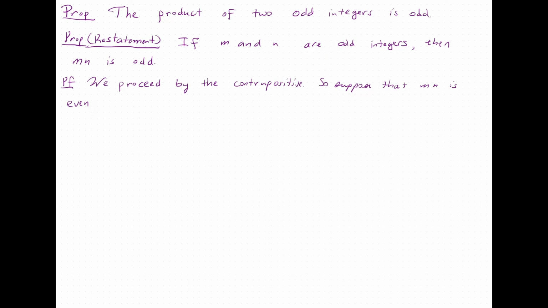So we've gone ahead and gotten started. So we're proceeding by the contrapositive. So we are going to suppose that m times n is even, so that there is some integer k such that m times n is equal to 2k.